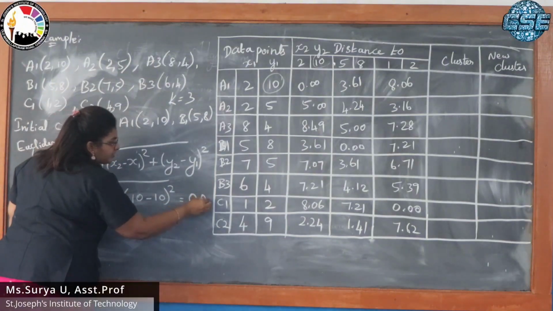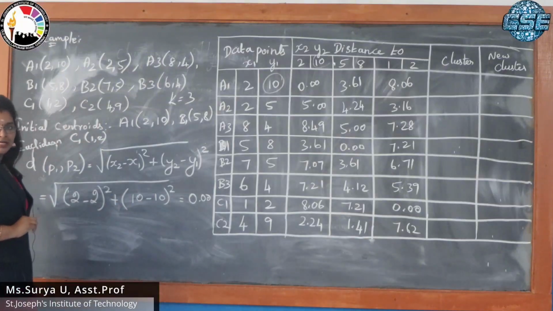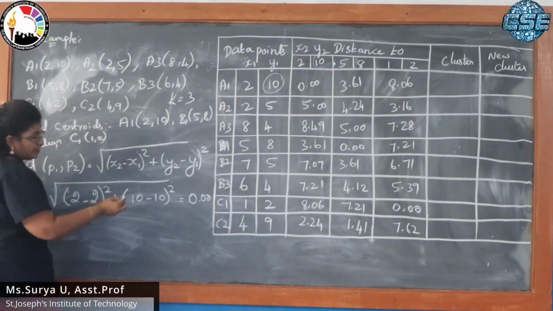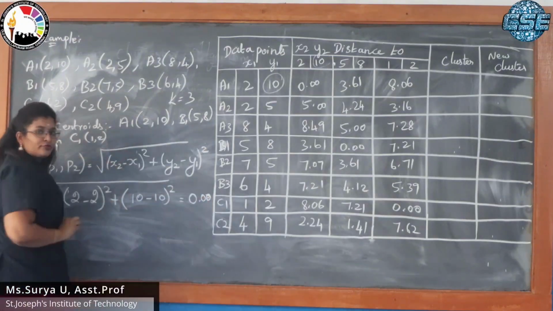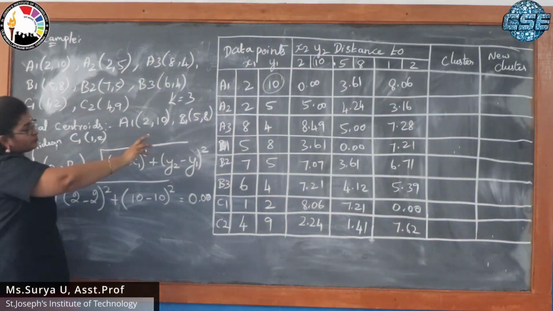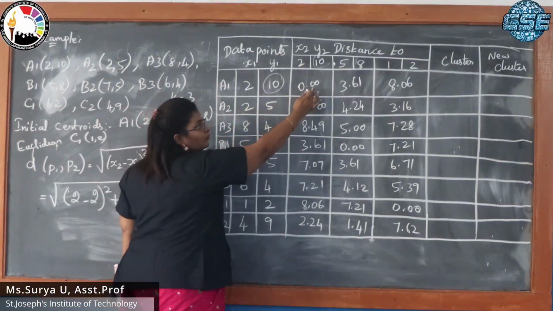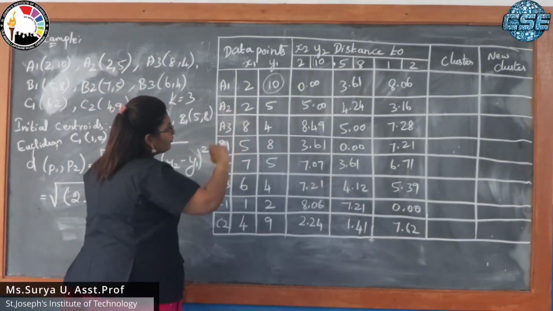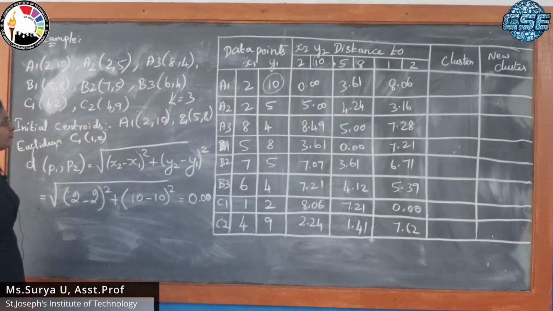Always you write with 2 digits, which means after the decimal point you have to use 2 digits, okay, always use the decimal value. This is the first answer. So that is what I have written here, 0.00. Now we have to find the second one, for A2.